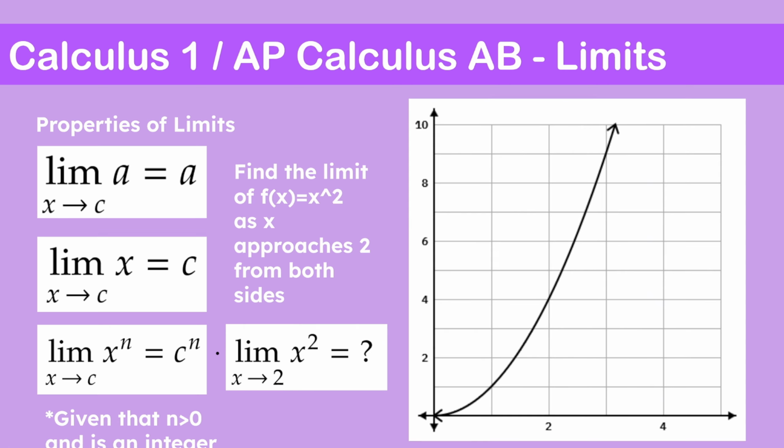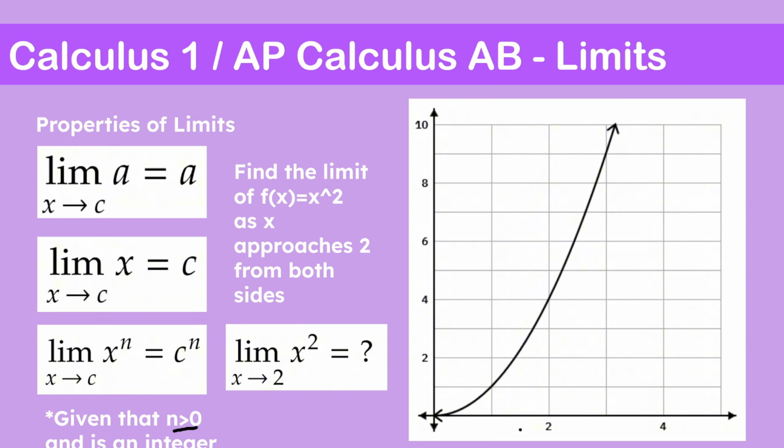For this third property, it says that the limit of x to the power of n as x approaches c is equal to c to the power of n, only if n is greater than 0 and it is an integer. So we have this question here that says we need to find the limit of f of x equal to x squared as x approaches 2 from both sides.